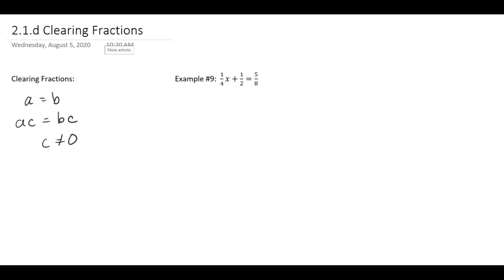So that's the idea. So what we're going to do is find the LCM, or the LCD, the least common denominator, and that's the number that we're going to multiply on both sides of the equation. So let's look at our example here. We have 1/4 x plus 1/2 equals 5/8.